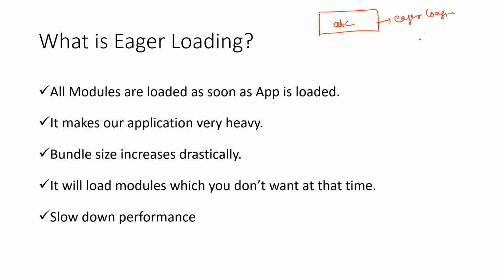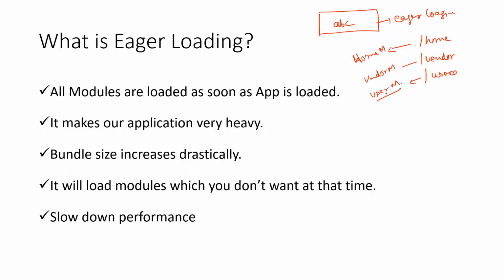So suppose ABC has three routes: home, vendor, users, and all these three routes are connected with three modules. Suppose we have a home module, we have a vendor module, and we have a user module.